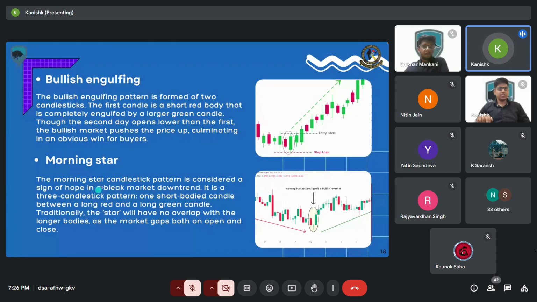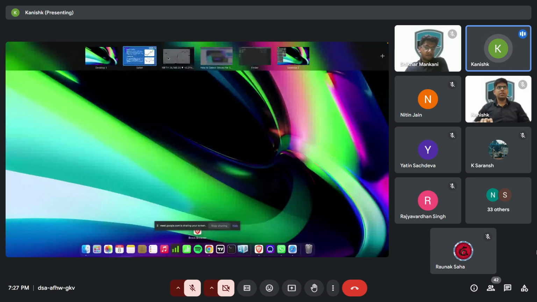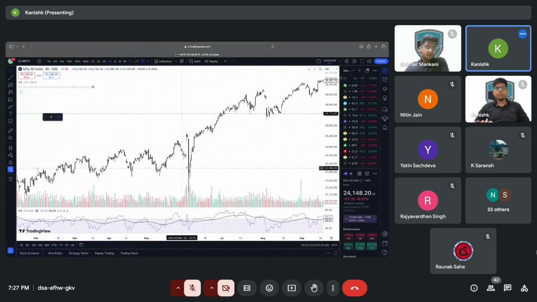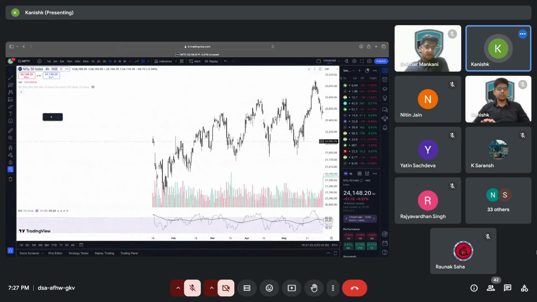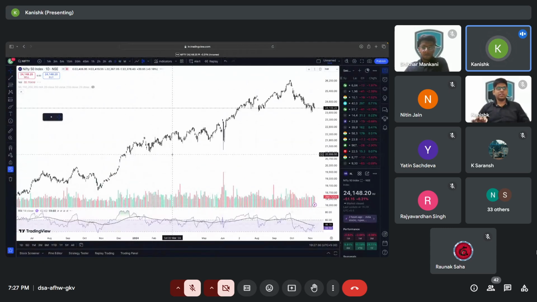The morning star candlestick pattern is considered a sign of hope in a bleak market downtrend. It is a three candlestick pattern, one short bodied candle between a long red and a long green candle. Traditionally, the star will have no overlap with the longer bodies, as the market gaps both on open and close. Now let's try to find this pattern on the Nifty chart. Okay, morning star. I guess Nifty has demonstrated a lot of examples of morning stars. Just let me find them.